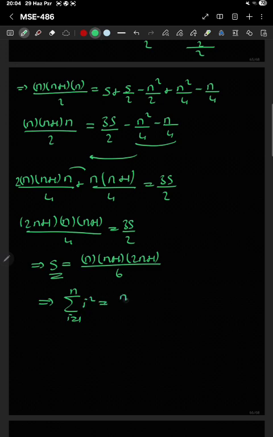which is equal to n times n plus 1 times 2n plus 1 over 6. And here we get the result.